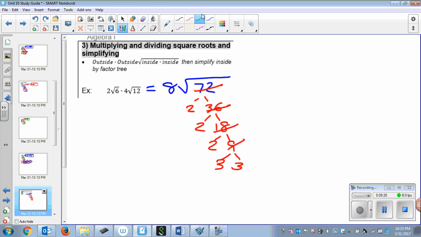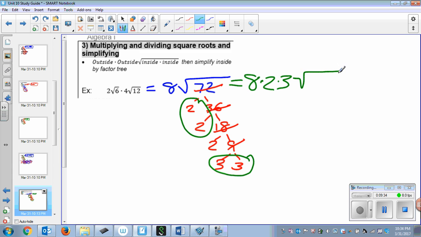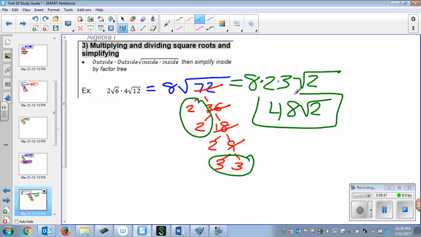So I'm looking for groups of 2. I have 1, 2 groups of 2. I already had an 8 outside. I'm taking a 2 and a 3, and I have a 2 left over. So I've got 8 times 2 times 3, which is 48, times the square root of 2. And again, you should check that in your calculator.